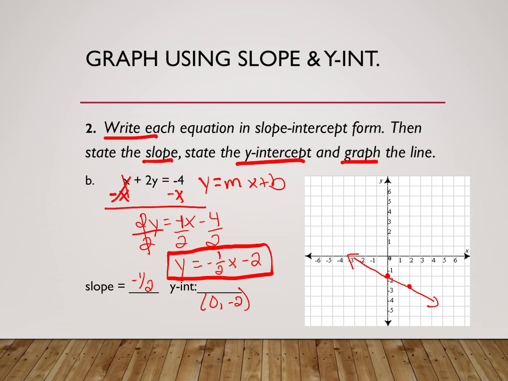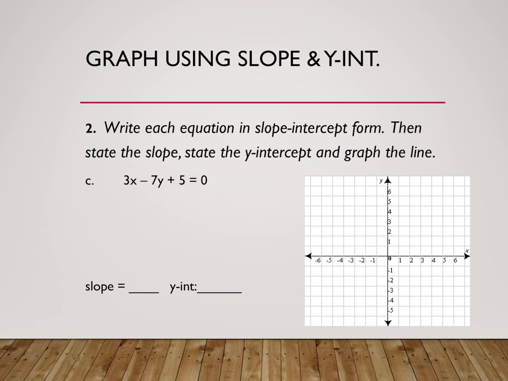And then we've done everything that it's asked: the slope, the y-intercept form, and graphed it. So here's another one. Before we start this one, to make our life a lot easier, let's change this 5 to a 14. Then we don't have to worry about graphing some fractions at the end.